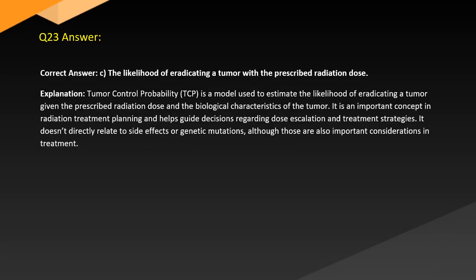Answer. Correct answer: C. The likelihood of eradicating a tumor with the prescribed radiation dose. Explanation. Tumor control probability (TCP) is a model used to estimate the likelihood of eradicating a tumor given the prescribed radiation dose and the biological characteristics of the tumor. It is an important concept in radiation treatment planning and helps guide decisions regarding dose escalation and treatment strategies. It does not directly relate to side effects or genetic mutations, although those are also important considerations in treatment.